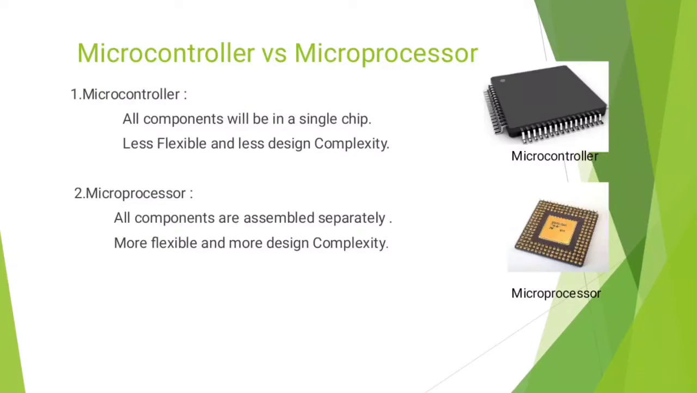What is the difference between microcontroller and microprocessor? In a microcontroller, all components are in a single chip, it is less flexible and has less design complexity. Whereas in a microprocessor, all components are assembled separately, it is more flexible and has more design complexity.